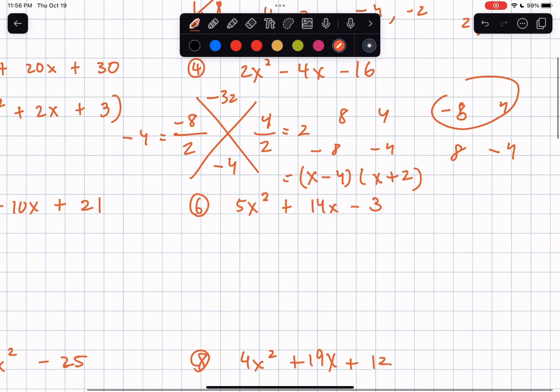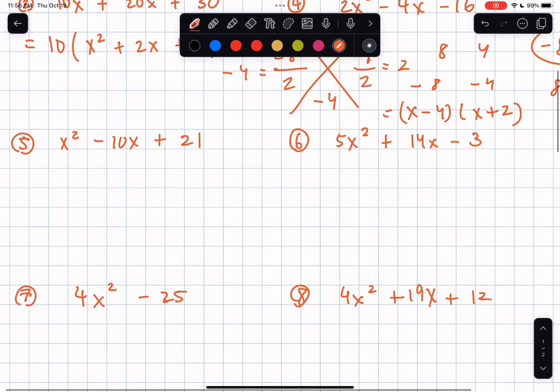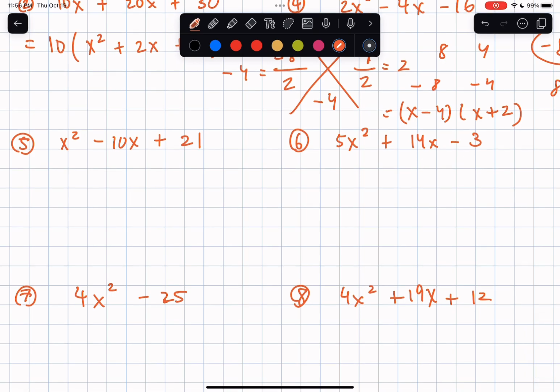There actually is another way you can also do this problem, and that is if you common factored out the 2 and then you just factored it regularly, but you'll see that you'll get the same answer as this. Okay, now let's go to number 5. This is another one, right?